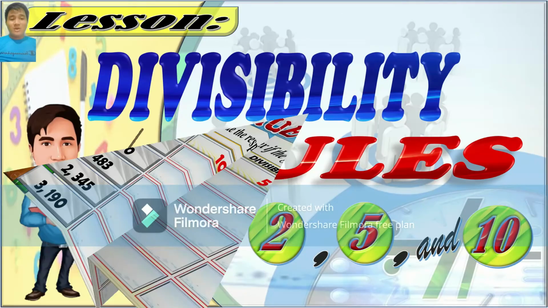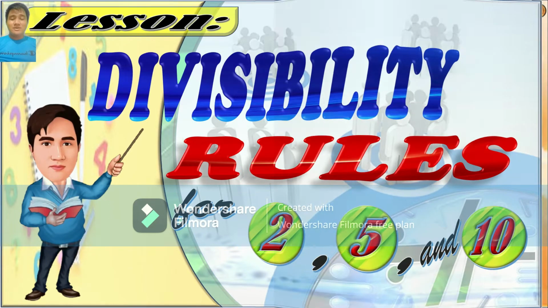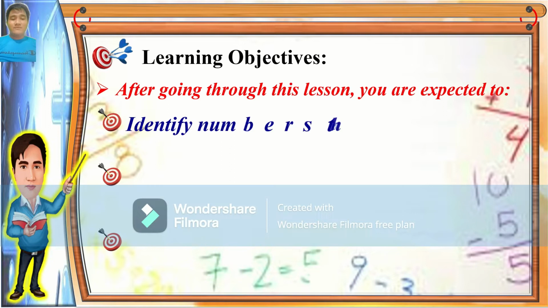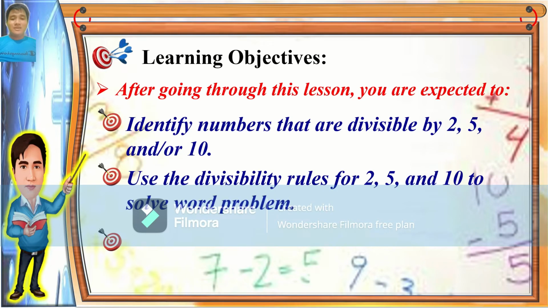That's the reason why we will discuss divisibility rules for 2, 5, and 10 so that we can easily answer those problems. So, at the end of this lesson, you will be able to identify numbers that are divisible by 2, 5, or 10. And the next one is you are going to use divisibility rules for 2, 5, and 10 to solve word problems that sometimes we encounter in real life situations.